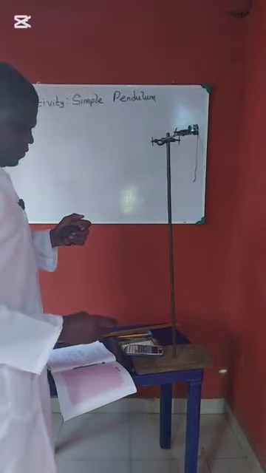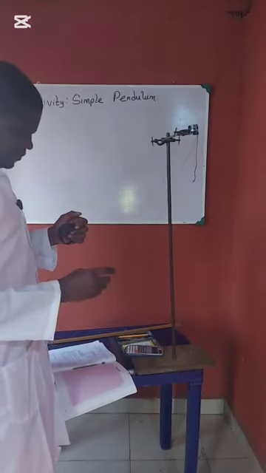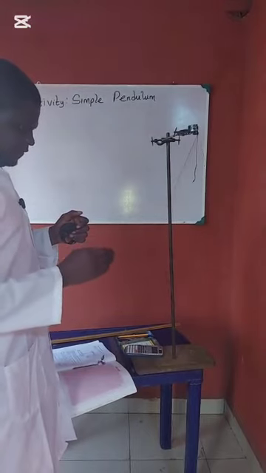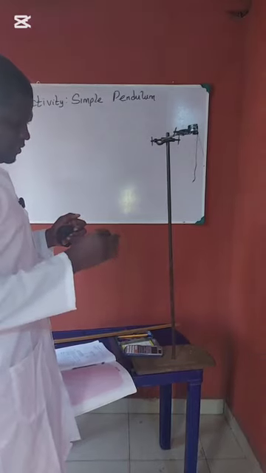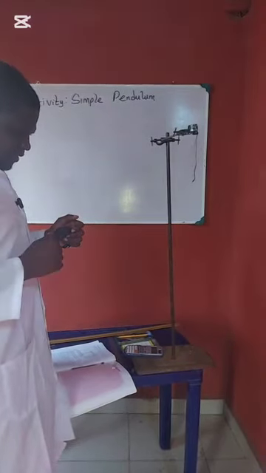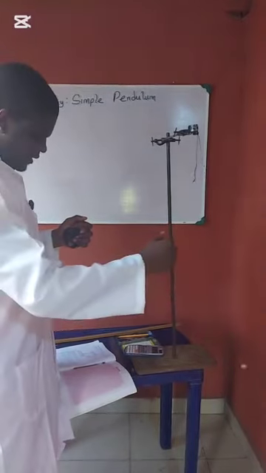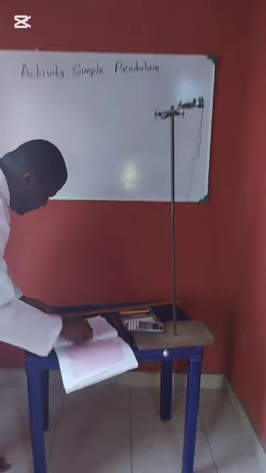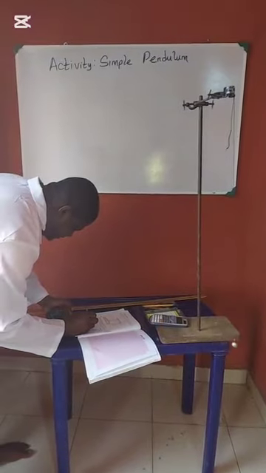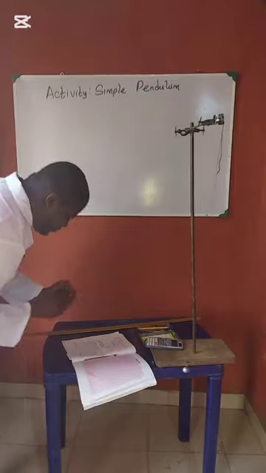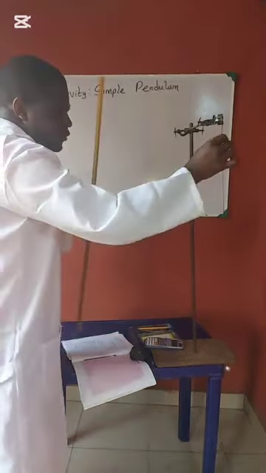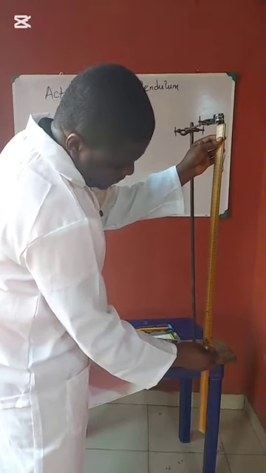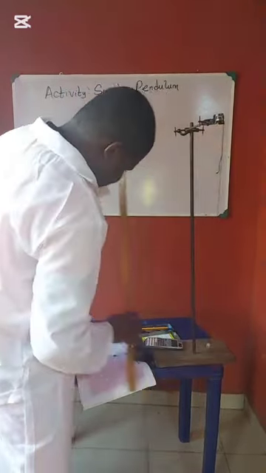So we start. 1, 2, 3, 4, 5, 6, 7, 8, 9, 10. So I have 17.94. So I'll record 17.94. I will adjust this rope again to 70 cm. I will measure the length once again. It is equal to 70 cm.